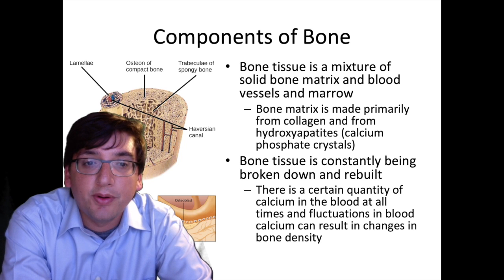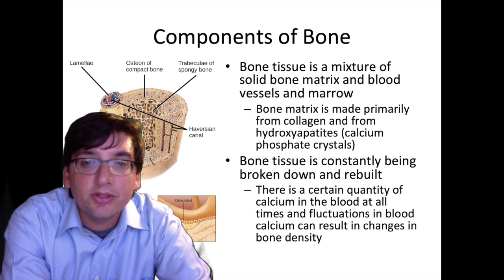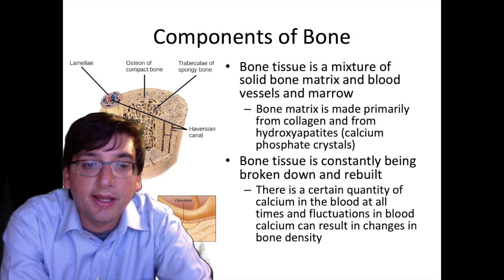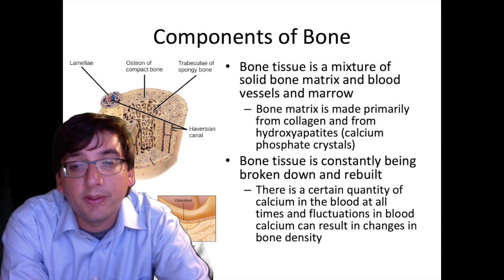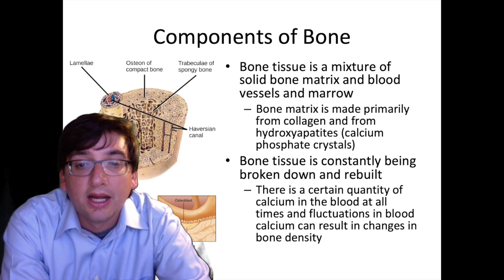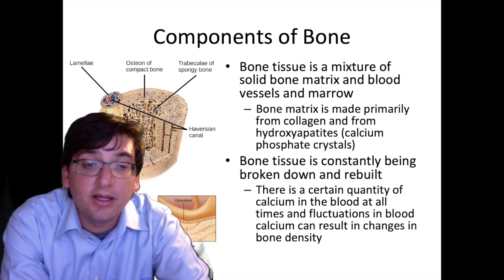The components of bone are listed here. We can see a diagram of bone tissue and then zoomed in. Bone tissue is a mixture of a liquid, which is like bone marrow, the stroma, and then a solid bone matrix. The solid bone matrix is made primarily from two ingredients, collagen and crystals called hydroxyapatites. There are other things as well, but those are the two main ingredients. Hydroxyapatites are mineral deposits. They're calcium, phosphate, and some other things as well, including a little bit of magnesium.